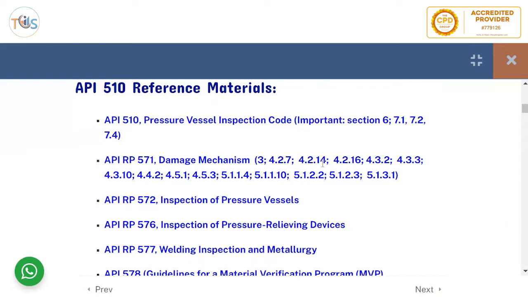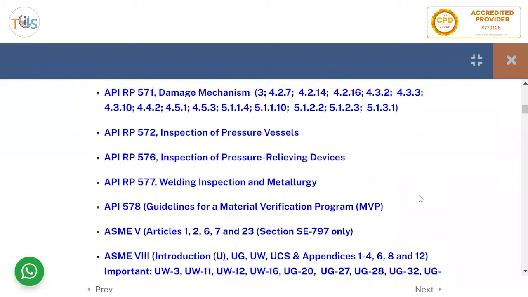Okay, and then the damage mechanism. There are around 15, 16 damage mechanisms you should know, and also the vocabulary, terms, definitions. Then you should know about inspection of pressure vessels, pressure relieving devices, just the very basics. What is a safety valve?